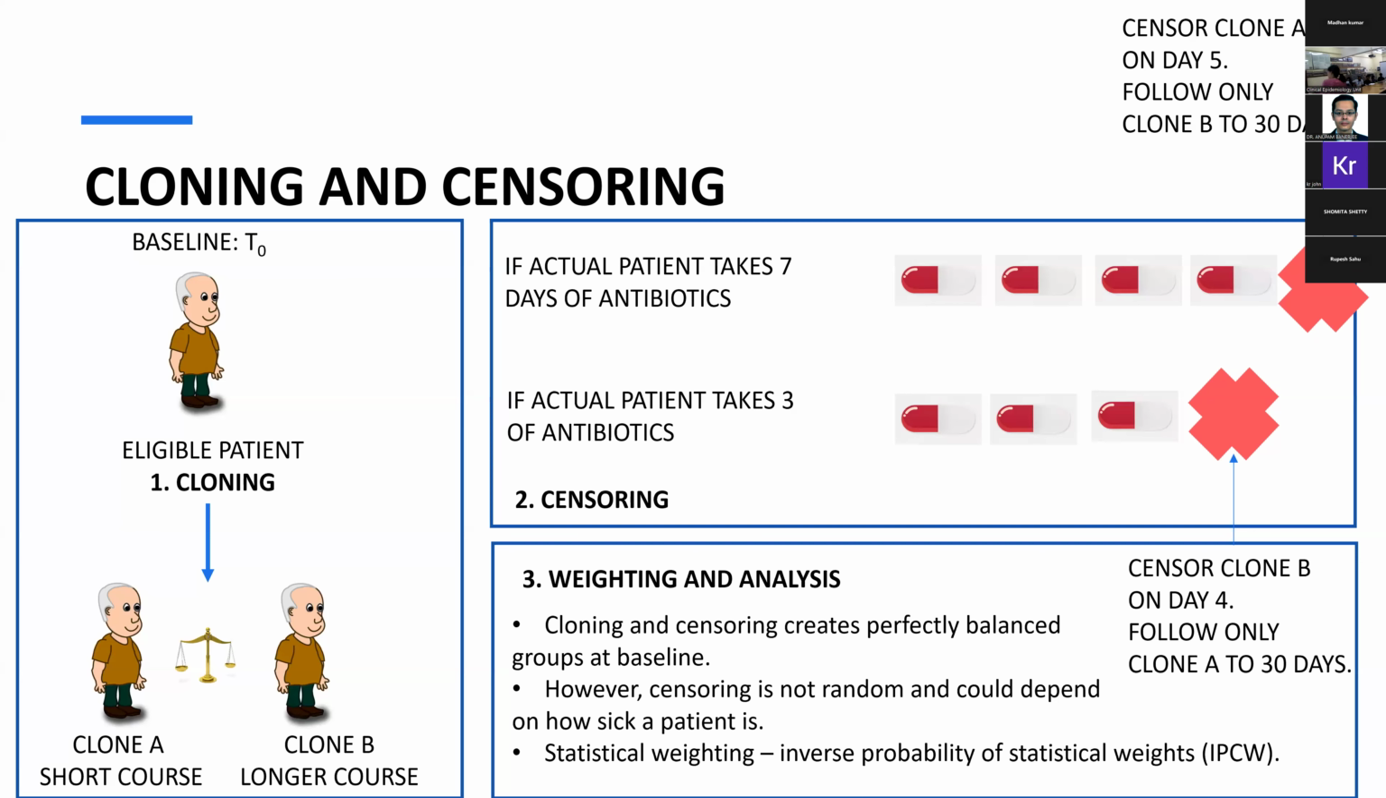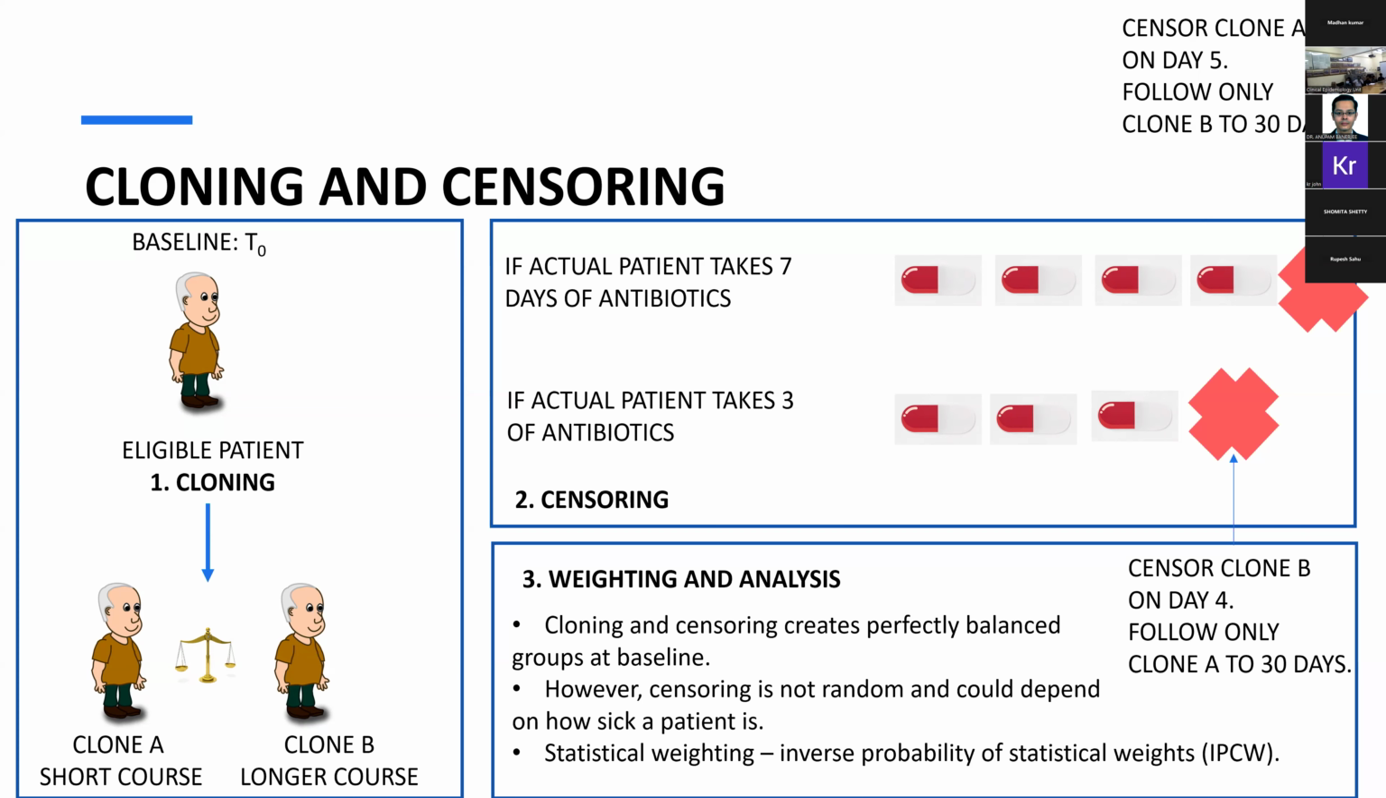Okay. Now, one thing that begs the question here is, at what point do you censor them? If an actual patient is taking 7 days of antibiotics, you should censor which arm? You should censor the short arm, because the actual patient is taking a long course of antibiotics. When will you censor the short arm? The short arm can actually continue treatment only till 4 days. After 4 days, the short arm doesn't exist. So you should censor him on day 5.